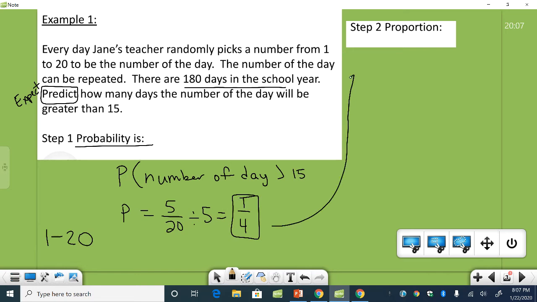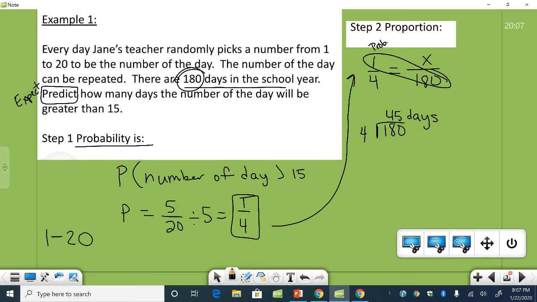Step two is now you've got to set up a proportion. So you've got 1/4. And the question says there are 180 days. Well, we're going to predict how many times that's going to happen in 180 days. So you're solving for x. We're going back to proportions now. So this is your probability, and this side is your proportion. Cross multiply: 180 times 1 is 180. 180 divided by 4, and you should get 45 days.